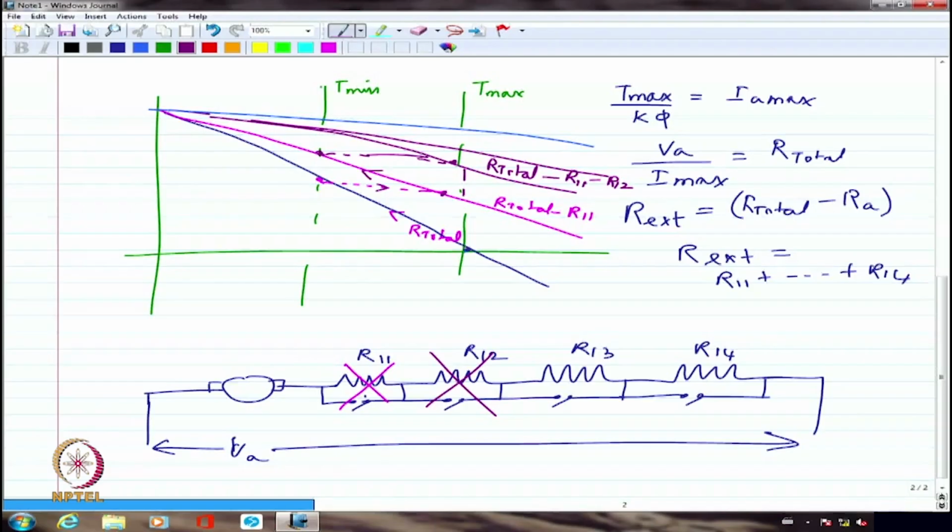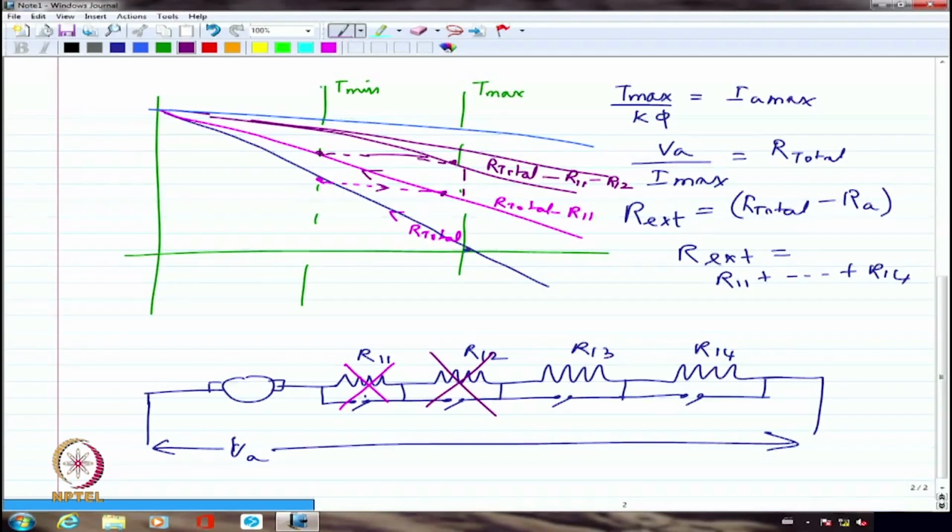So I will design each step of the resistance in such a way that I get the maximum value of torque well within the safe limit, that is Tmax, and similarly the minimum value of torque as T minimum, which is good enough to accelerate the motor drive. Otherwise, I will not see any acceleration. T minimum has to at least provide some amount of acceleration.